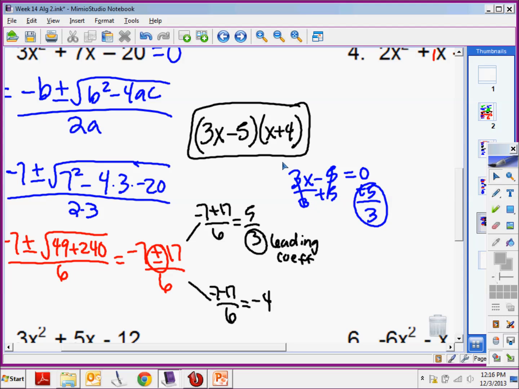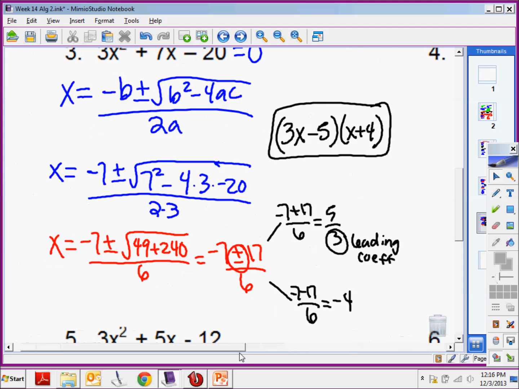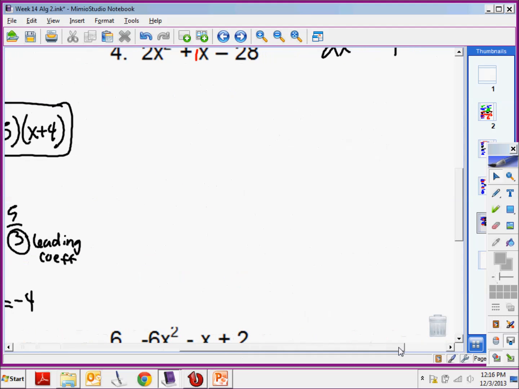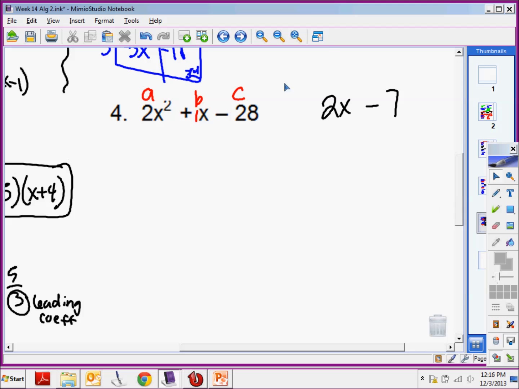All right, so that's the quadratic method. If you don't like it, it's okay, but I'm going to teach you it. All right, so let's go over CAB. On 4, we're going to do CAB.